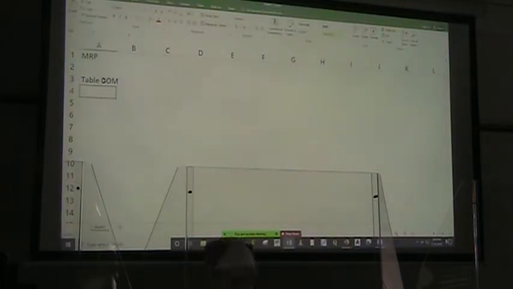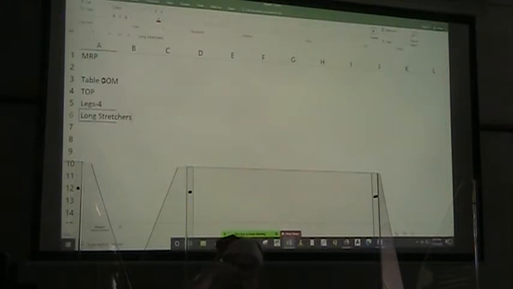So what do we need? We need the table top. We need legs, and we need 4 legs. I'm going to say this is an oblong table, so I need long stretchers. Stretchers are the parts that go between the legs that give the table some apparent depth. And I'm going to need short stretchers, and I'm also going to need 2 of those.